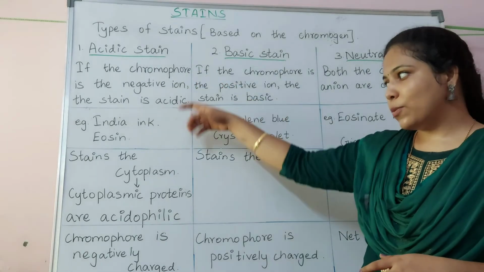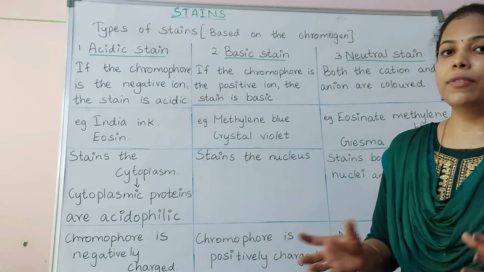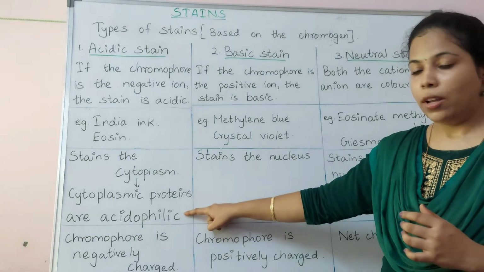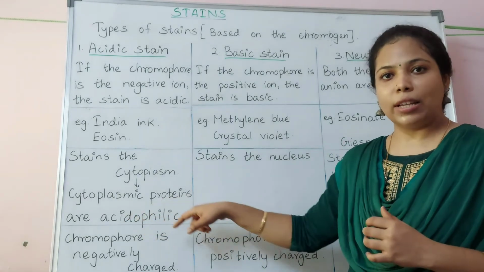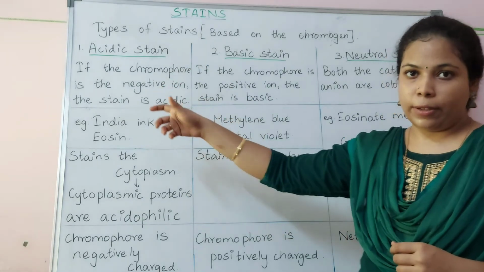So the acidic dyes will stain the cytoplasm. The cytoplasm will have certain proteins and other components that are acidophilic in nature. Acidophilic means acid loving group. So these groups will bind to acidic stain.